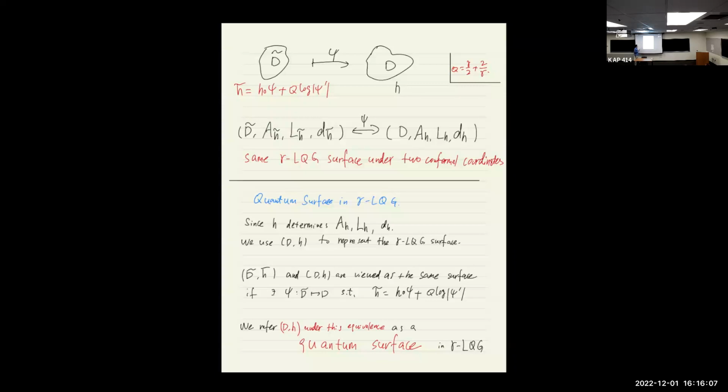Because of this, we can view these two random geometries as two different coordinates of the same surface. It is similar to the case of a Riemannian manifold, where we can embed the Riemannian manifold into different coordinates, and they differ by some conformal map. And here, this is the quantum version of that.